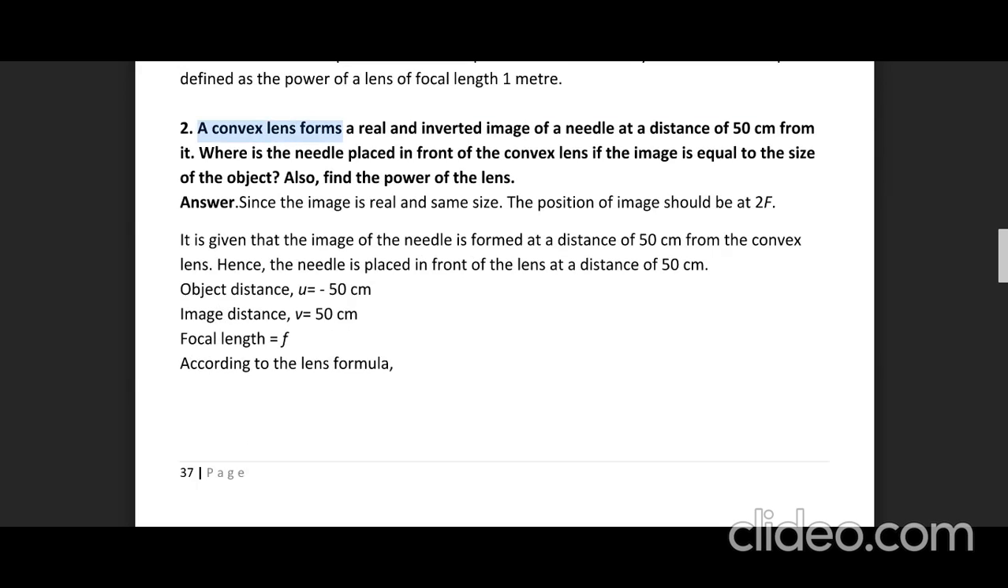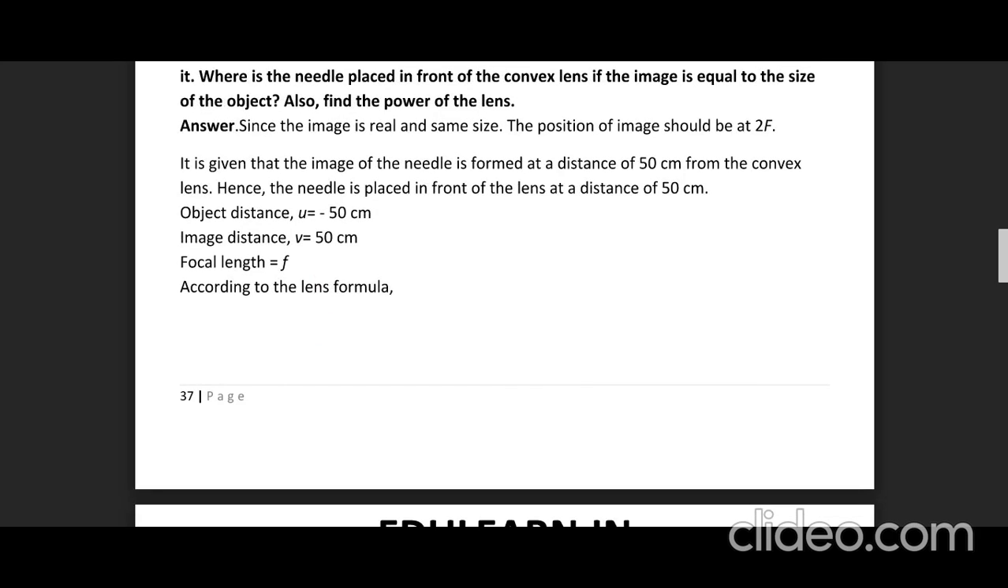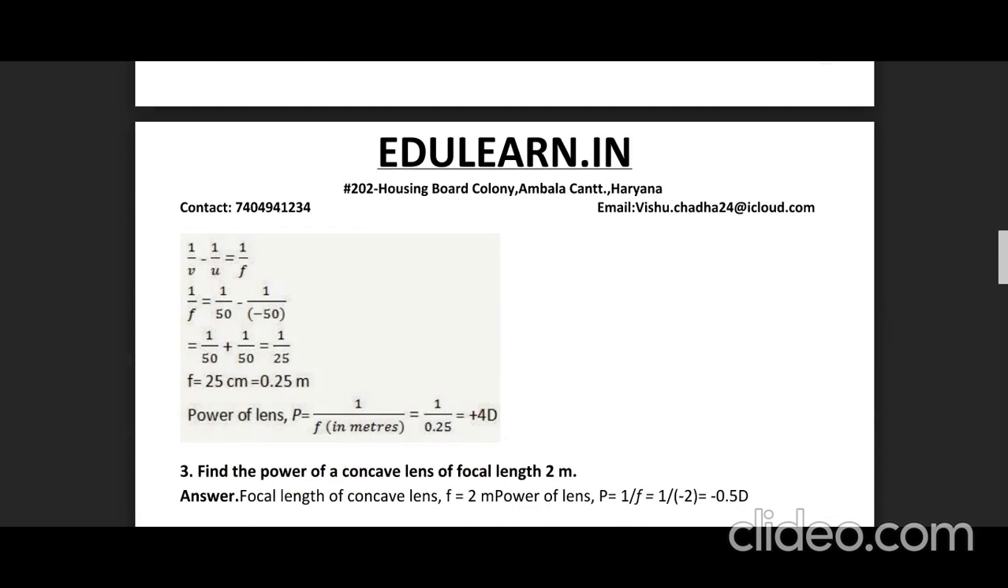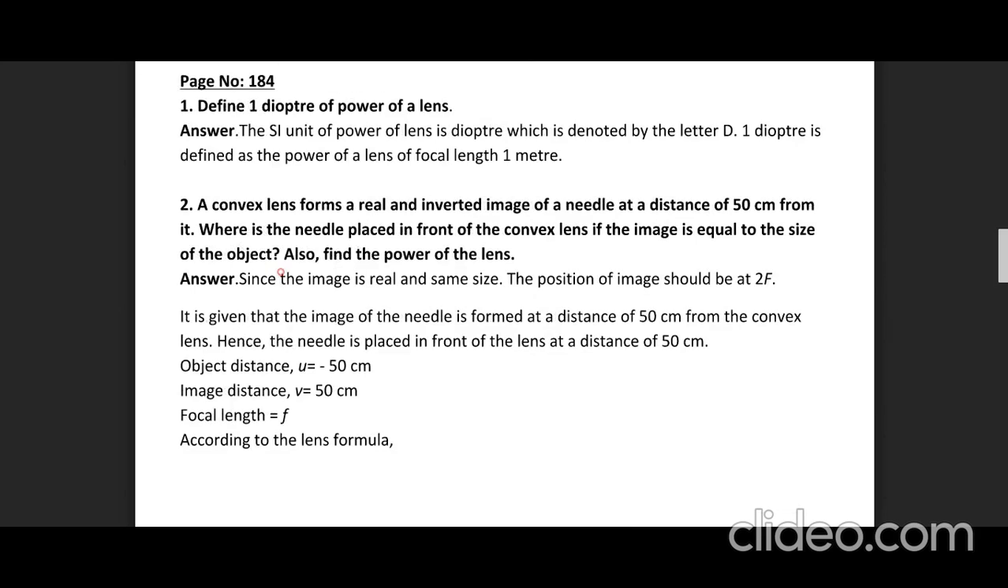A convex lens forms a real and inverted image of a needle at a distance of 50 centimeter from it. अब इस क्वेश्चन को ध्यान से समझिए, बहुत अच्छा क्वेश्चन है. 50 सेंटीमीटर इसका इमेज डिस्टेंस भी है और 50 सेंटीमीटर इसका ऑब्जेक्ट डिस्टेंस भी है, राइट? सो फोकल लेंथ हमने f ले ली. अकॉर्डिंग टू द लेंस फॉर्मूला, 1/v minus 1/u is equal to 1/f, बिकॉज यहाँ पे मिरर की बात नहीं कर रहे, लेंस की बात कर रहे हैं. आप क्वेश्चन में भी देखें लेंस है, ठीक है.